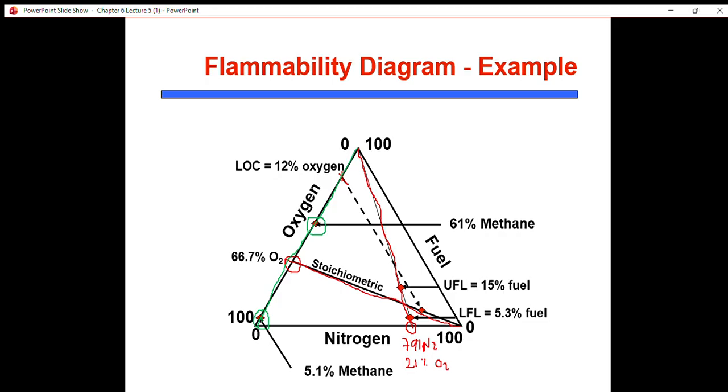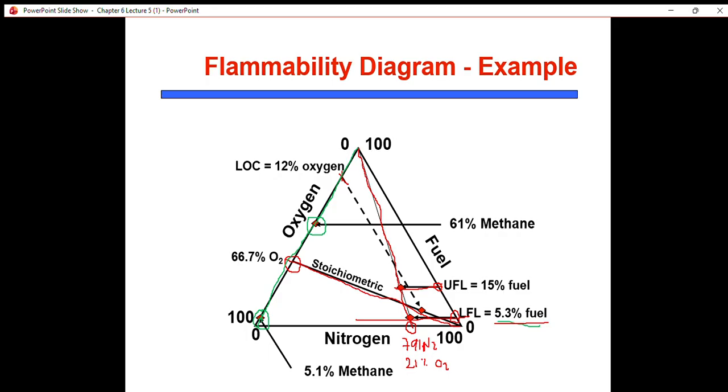So I can simply say that if the lower flammability limit of methane in air is 5.3, this means that the point at 5.3% of fuel in air gives me a line that will represent what we call the lower flammability limit. And I do the same thing for the upper flammability limit, which represents 15% of methane in air, which means that at 15% of fuel I can draw another horizontal line, and now I have established the border.